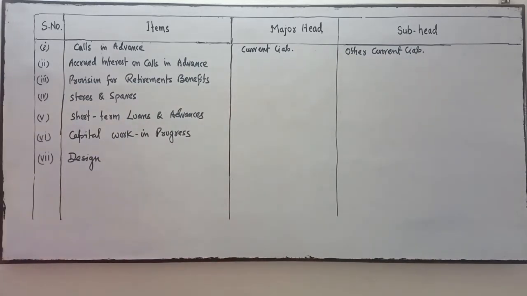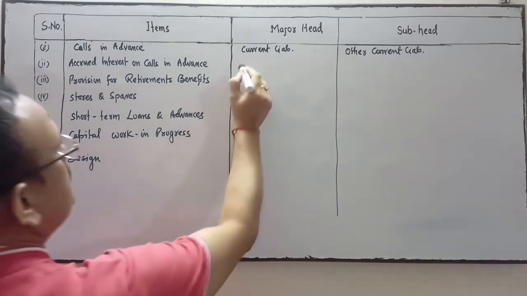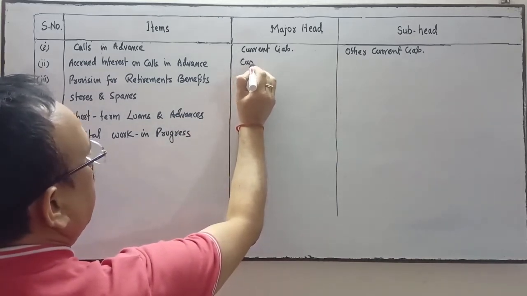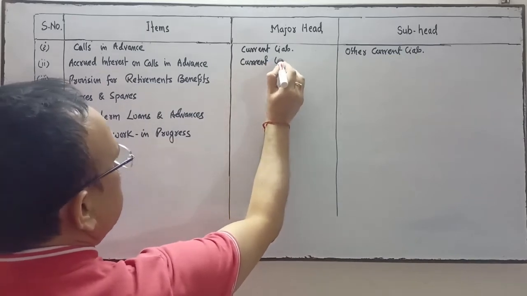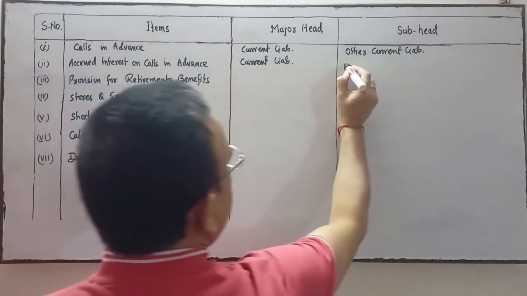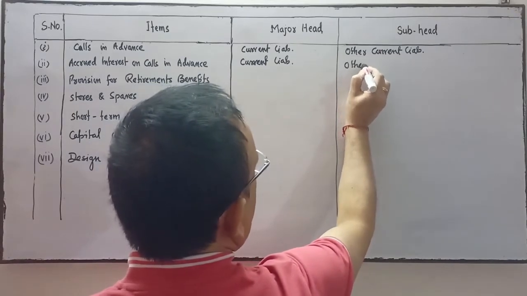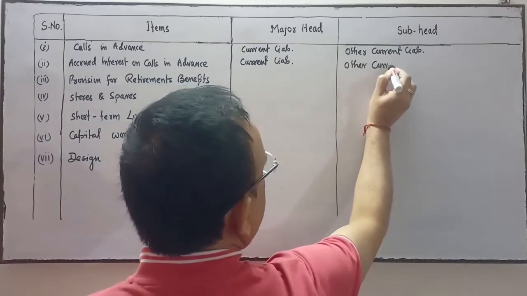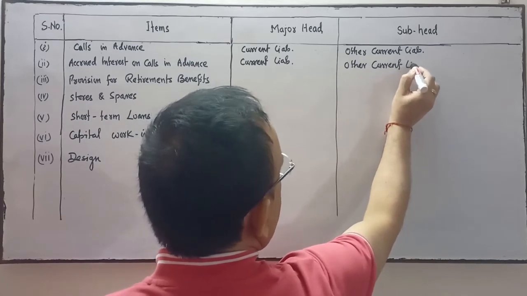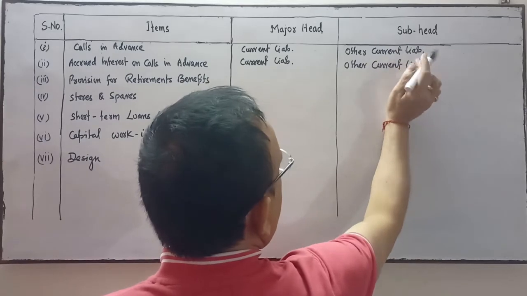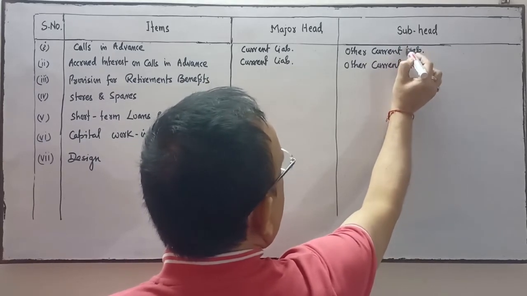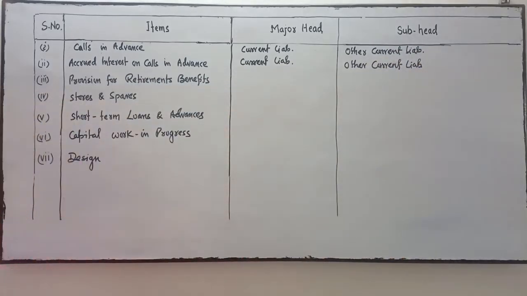Next is accrued interest on calls in advance. This also comes under the same heading, current liabilities, and the subheading is other current liabilities.